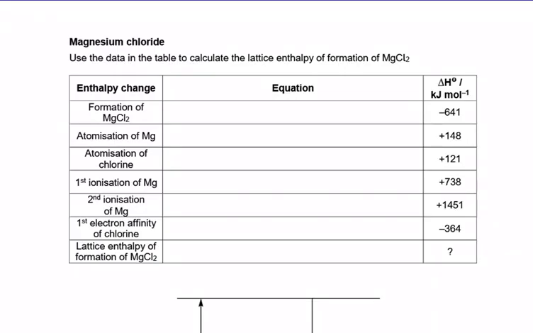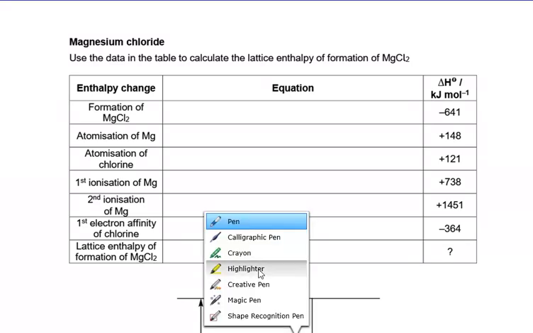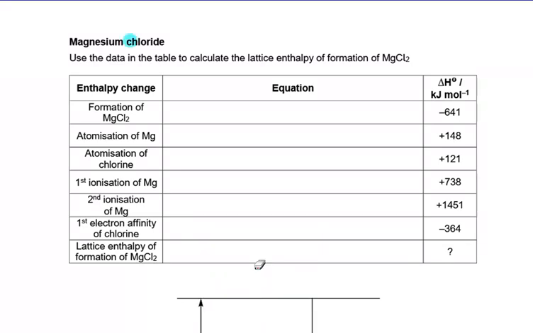So we're going to move on to a second example. This example is slightly different because magnesium chloride has 2 chlorines in it. Now that is going to make a difference in our cycle, but for now I want you to pause the video and write down the enthalpy changes that are written here as equations. So convert these enthalpy changes into equations. So pause the video now and have a go.